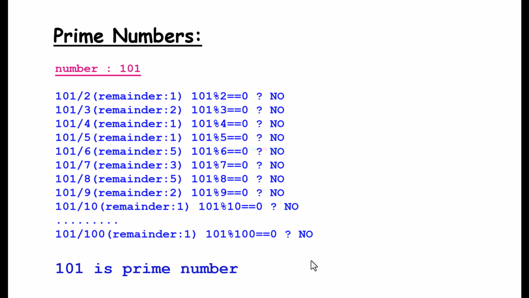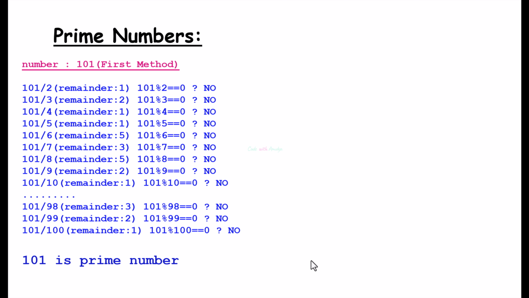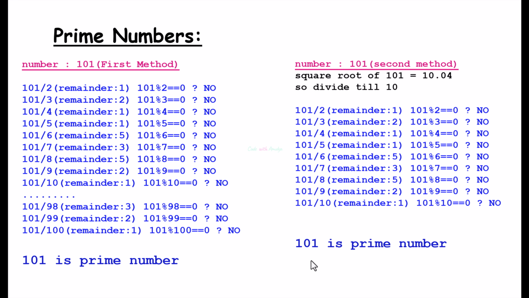The first method is a very simple, straightforward method, but it is very lengthy and time consuming, especially for large numbers. To reduce this, we can divide the number only up to its square root, because if the number has any factor greater than the square root, the smaller factor would already be found. This is the second method, actually the shorter method.